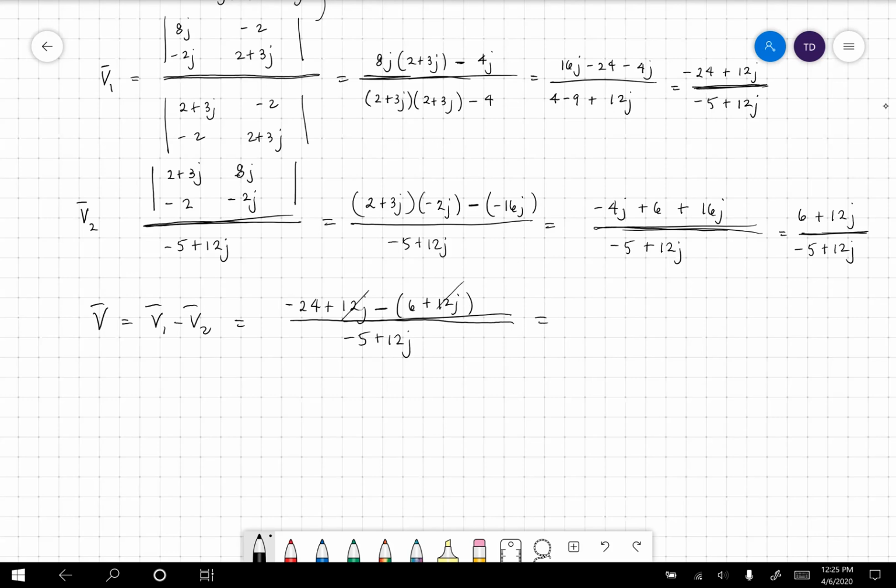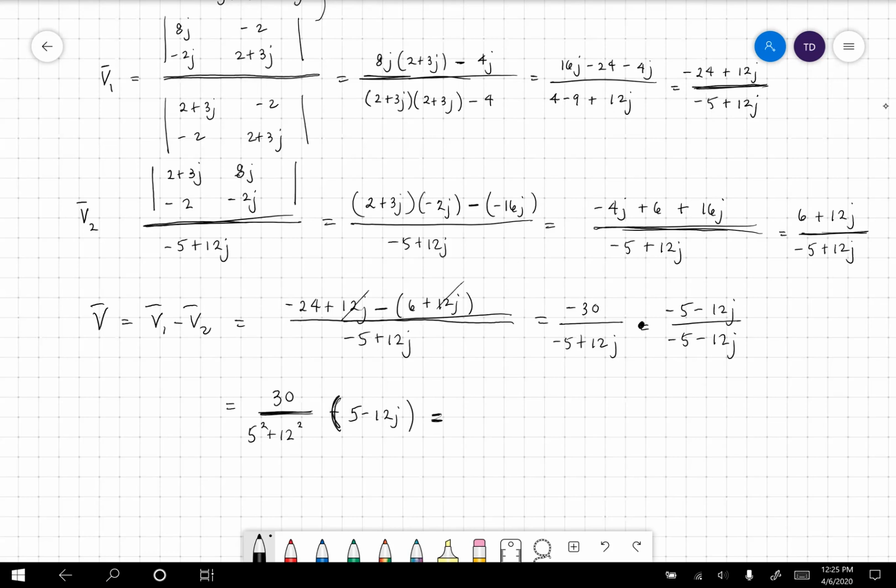So let's see what that's equal to. 12j minus 12j, wow, cancels. Minus 24 minus 6, very interesting. Minus 30 divided by minus 5 plus 12j. Equals. Well, actually not equals, let's multiply it by minus 5 minus 12j over minus 5 minus 12j, and let's see what we get here. In the numerator, all those negatives cancel, so I just end up with a 30 there. In the denominator, I'm going to end up with 5 squared plus 12 squared. Just a reminder, 5 squared plus 12 squared. And that's going to give me 169. And then I'm still multiplying that by 5 minus 12j.